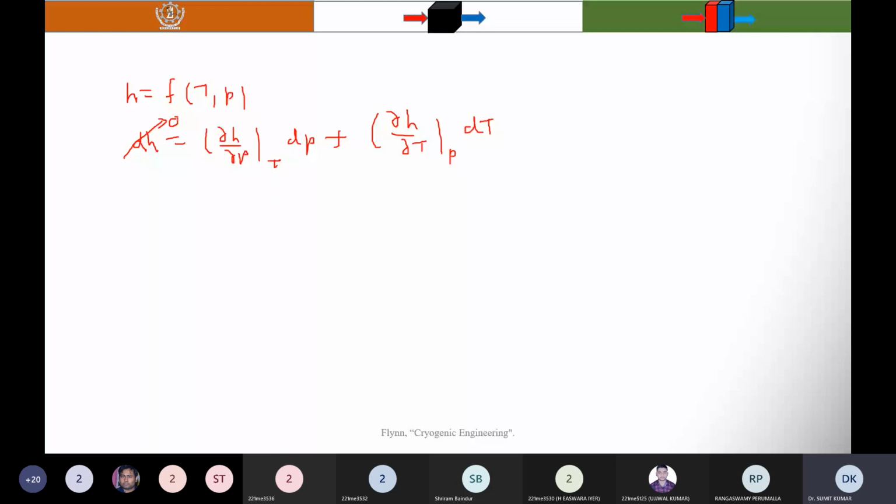Isenthalpic process. So what you will get is the partial derivative of delta T with respect to P at constant H, which is equal to mu H. You know that mu H is equal to minus the partial derivative of H at a constant T.